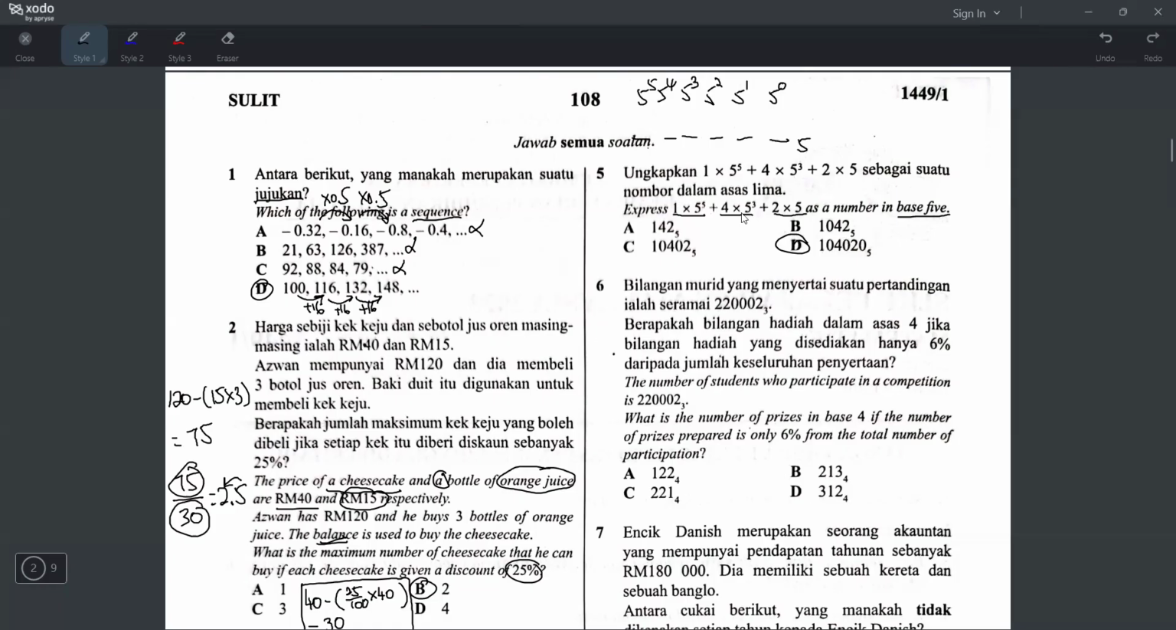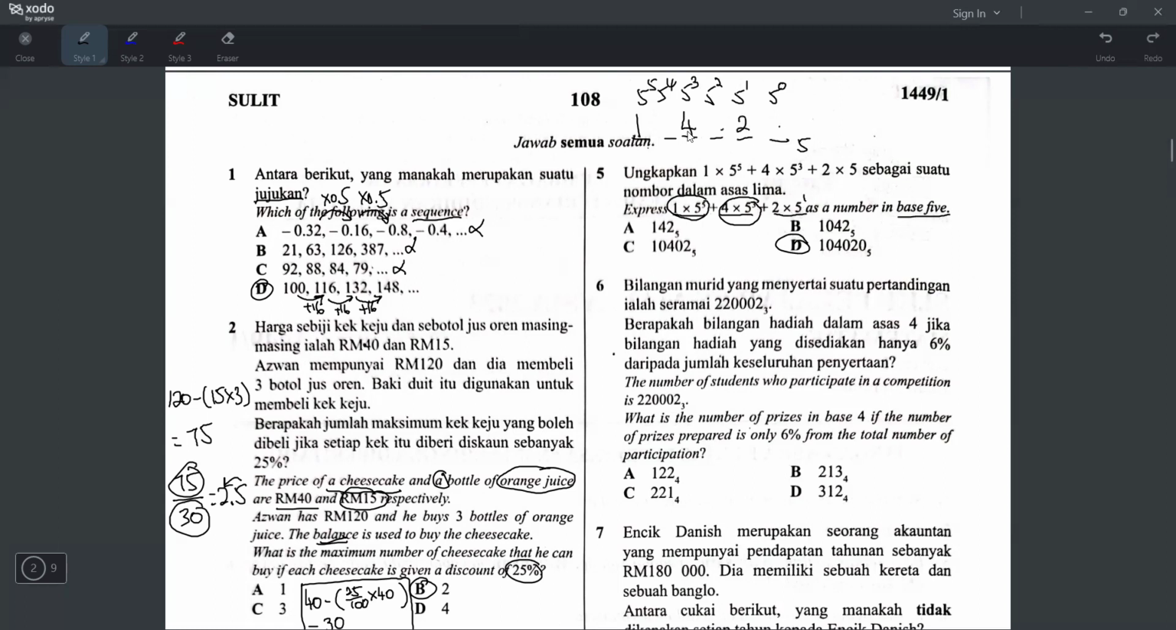Okay, but I want to give you the full explanation. So how you do it is, you look at this. They say 1 times 5 power 5. It means you go to 5 power 5, you place 1. And then this one, it says 4 times 5 power 3. It means you go to 5 power 3, and then you write 4. And then 2 times 5. Okay, 5 tak ada power means power 1 lah. Yeah, because 5 power 1 is 5, right? So you go to 5 power 1, you write 2.